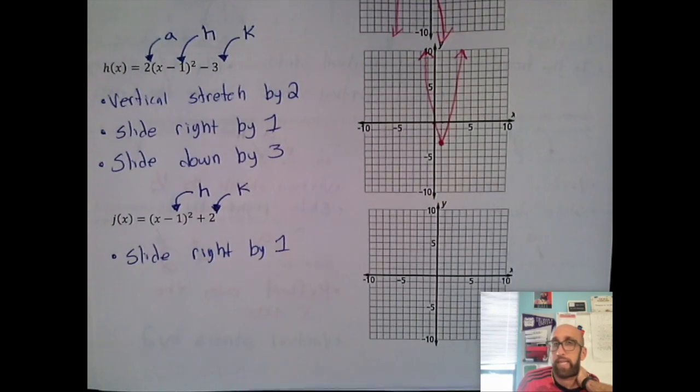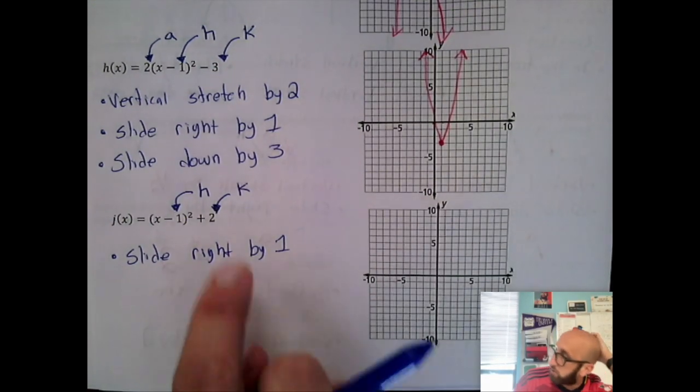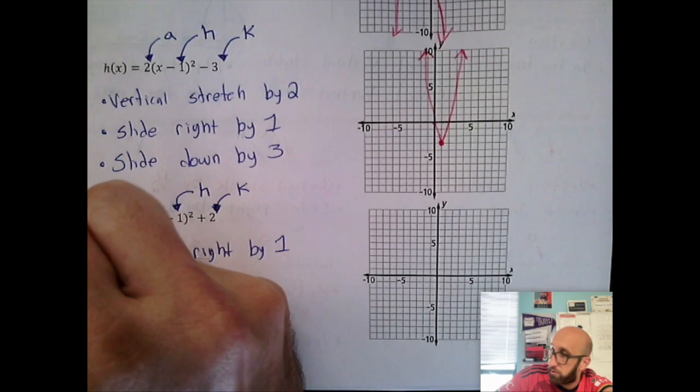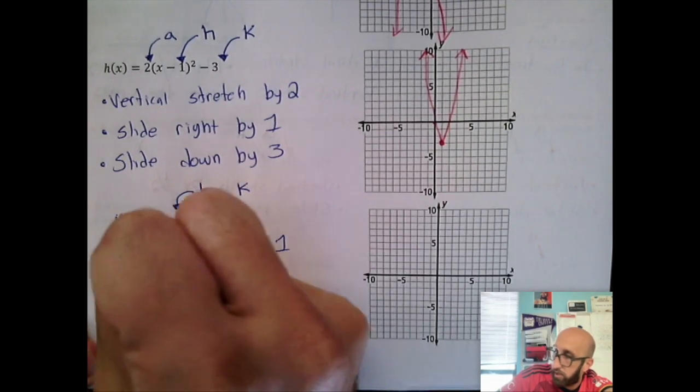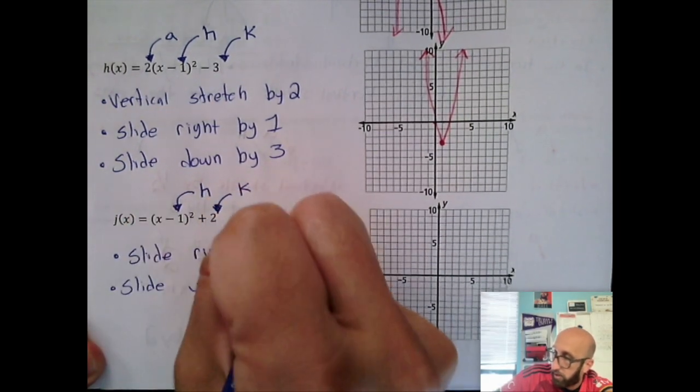Other number I see there is that 2. Since it's in the back, that is K. So K slides you up and down because it's positive 2. That is going to slide up by 2.